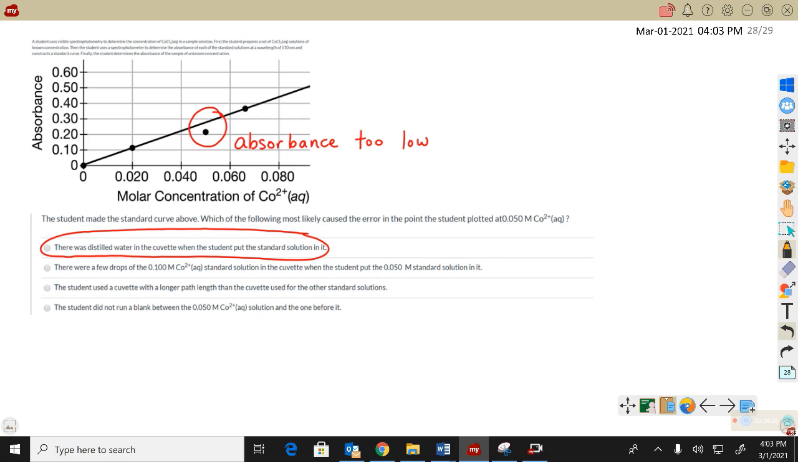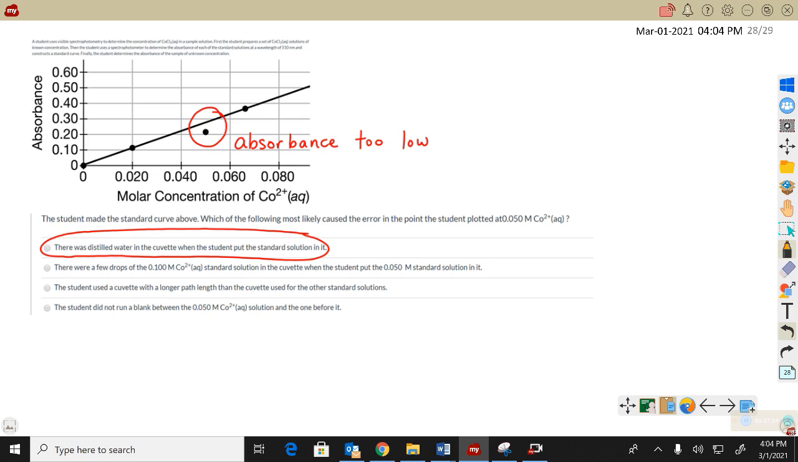And so if there was a little bit of water left in the cuvette, that's going to dilute the solution that now I'm intending to test. So the concentration would be a little bit less than I'd expect, and then the absorbance would be a little bit less than what I expect. So I thought it was 0.05 molar, but I didn't take into consideration the little bit of excess water that was in the cuvette.